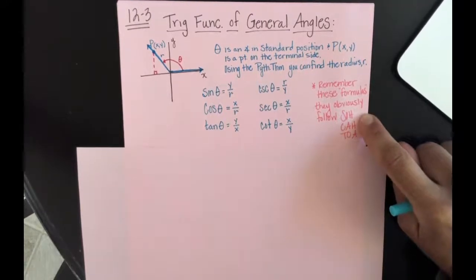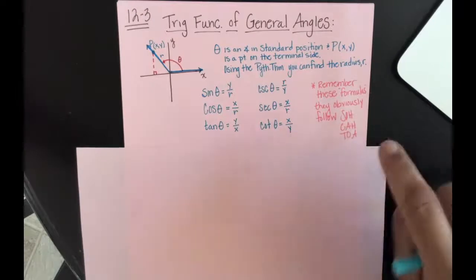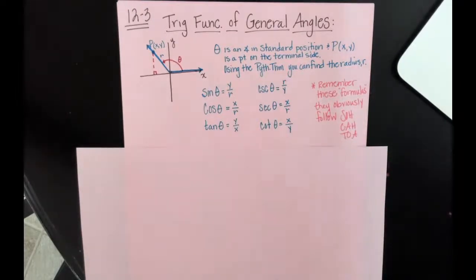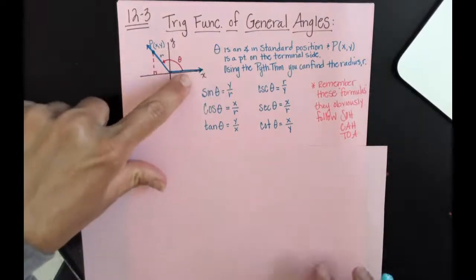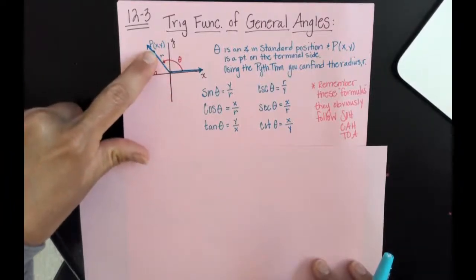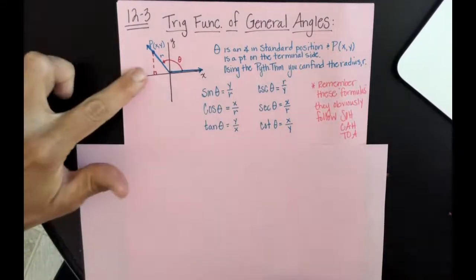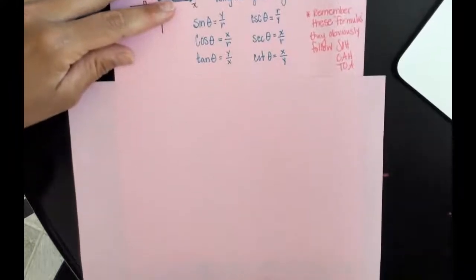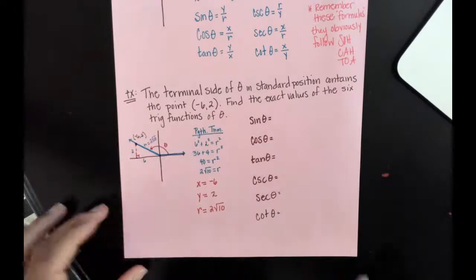I just want you to remember that even though we're using y's, x's, and r's, it still follows our SOHCAHTOA rules. So again, when we're talking about these angles in standard position, that always is this counterclockwise rotation. So again, wherever that point is, we're going to be able to figure out all of our trig ratios according to this.